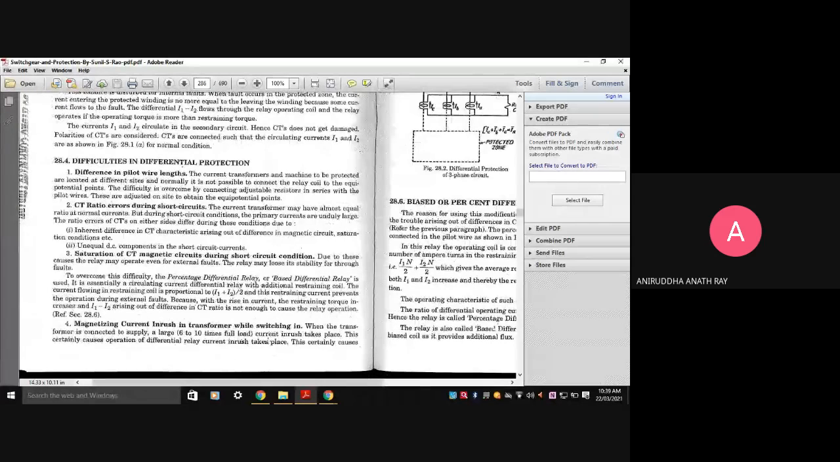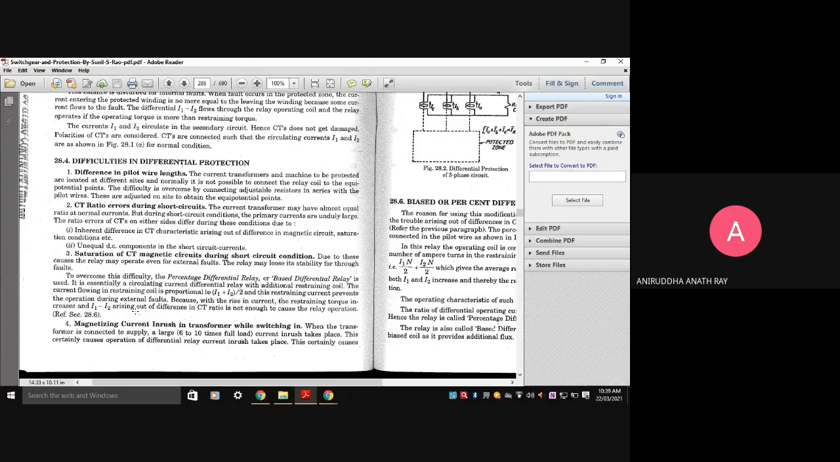The restraining current prevents the operation. This restraining coil protects from maloperation of the relays during external faults. With the rise in the current, the restraining torque increases, and the vector differential current I1 minus I2 arising out of difference in CT ratio is not enough to cause the relay operation.